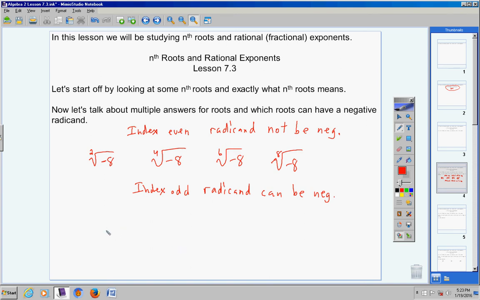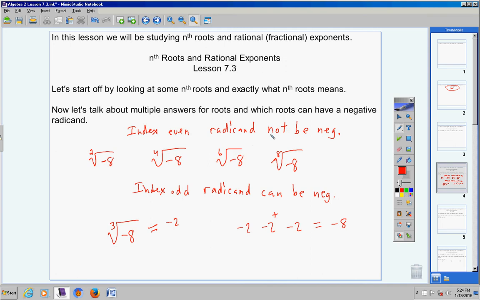Let me show you what I mean. If I ask you to find the cube root of negative 8, the answer is negative 2. You want me to prove that to you? Alright, I'll prove it to you. The cube root of negative 8 is negative 2. Let's check and see. Negative 2 times negative 2 times negative 2. What do we get? Negative 8. 2 times 2 times 2 is 8. Negative times a negative is positive. Times a negative is negative.